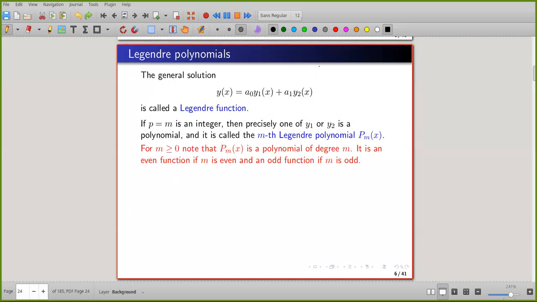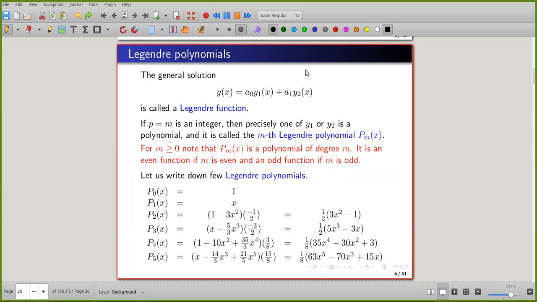So these are some simple observations. You should just look at the coefficients and convince yourself that these are true. It's going to be trivial. Okay, so let us write down a few Legendre polynomials. It's just for fun.